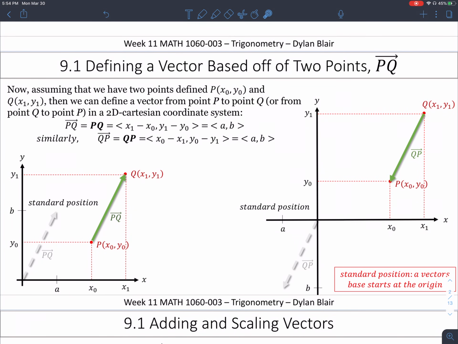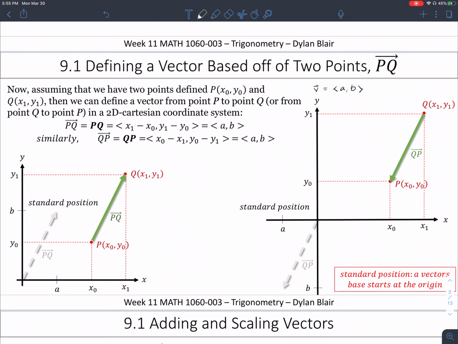Now let's talk about how we can define a vector based off of 2 points. This is assuming that we have a vector v = ⟨a, b⟩, unknown. So we don't know the horizontal and the vertical component, but we do know the point where the base of the vector starts and the point where the head of the vector ends.